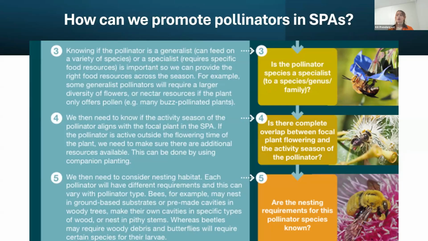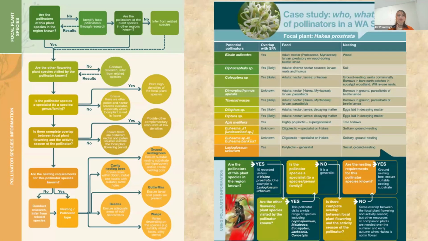And then, are the nesting requirements for your pollinator known? Again, if not, which is the case for many native bee species where we haven't found the nests, we can often infer from related species where we do know that information. So putting it all together, we created this flow chart and a case study. Hakea is an amazing genus in the family Proteaceae in Australia, and it has really interesting flower structures, and they smell beautiful.